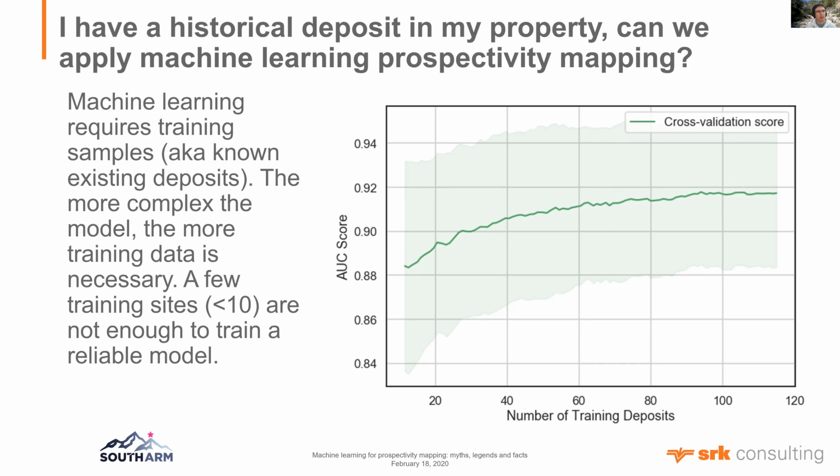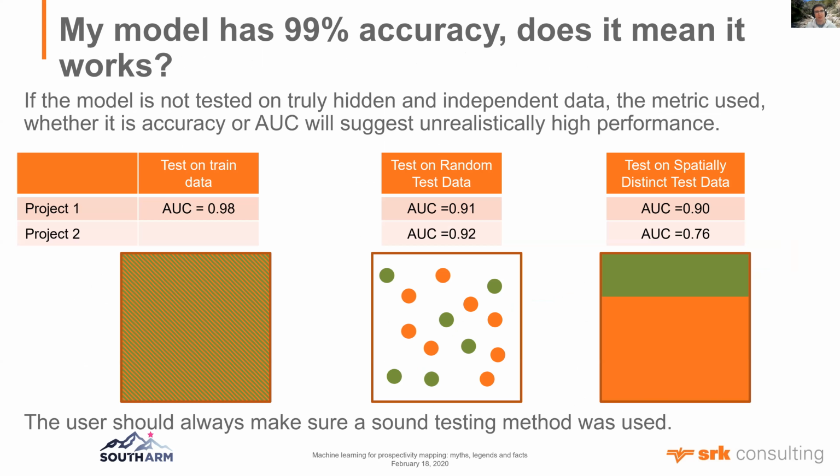The next one is, my model has 99% accuracy. Does it mean it works? I've seen some out there, models with 99% accuracy. Unfortunately, it usually means that the person doing the model doesn't know what they're doing. If the model is not tested on truly hidden and independent data, the metric used, whether it is accuracy or AUC, will suggest unrealistically high performance.